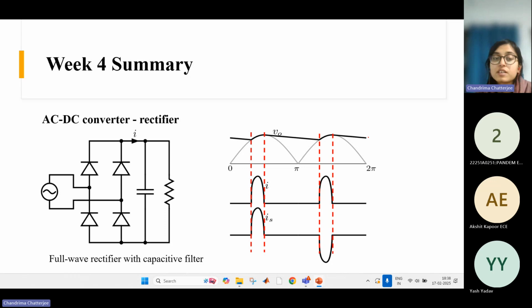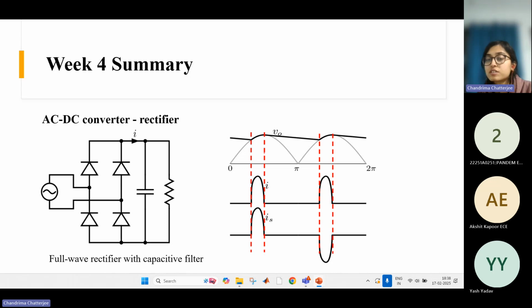So what is happening here? Basically, suppose you start at this point, this is the peak point of the sinusoidal wave. From this point, you see the source voltage is decreasing. But a capacitor doesn't allow a very sudden change of voltage. This is a steady state waveform, mind please.